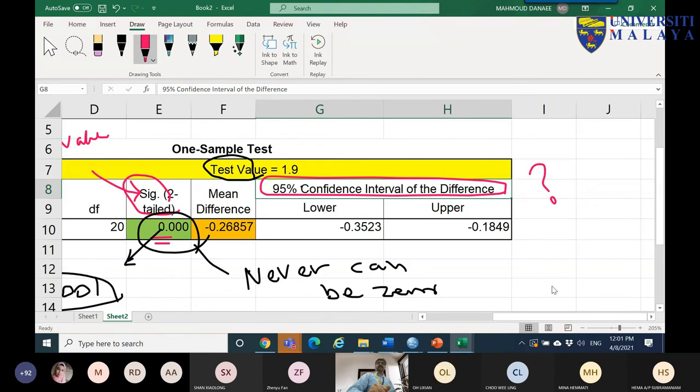We are 95% confident that if we take another sample, the number will lie between this range. Thank you very much. Correct.